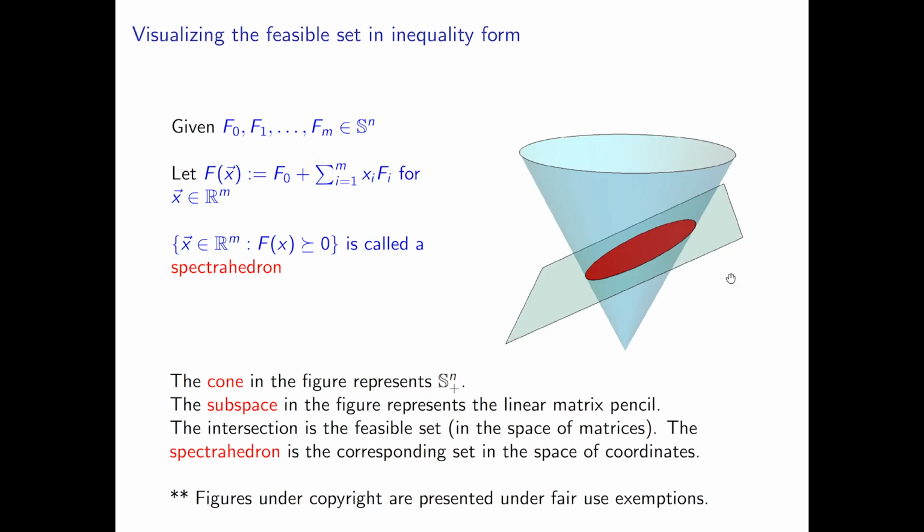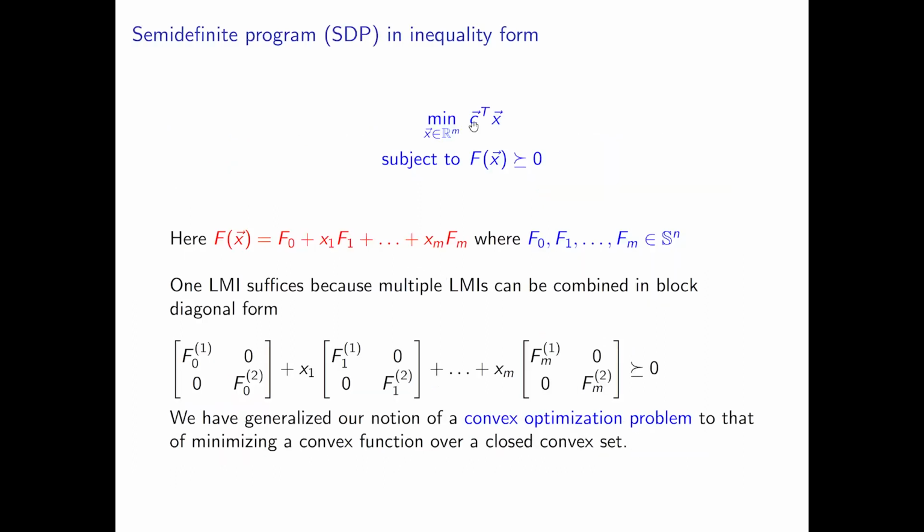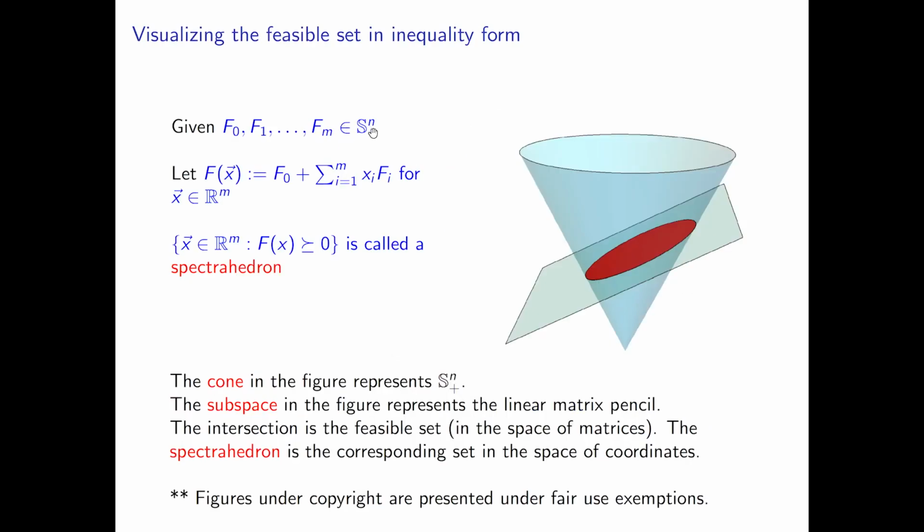Okay. This picture is being drawn in the space R to the n cross n, because my cone is lying inside that space, or in the space Sn if you like, which is a smaller space, and the linear matrix pencil is also in this space. But the way I defined my earlier program in the previous slide, I defined it in terms of the x's. So the x's are just the coefficients, the x1 through xm, that define the f of x.